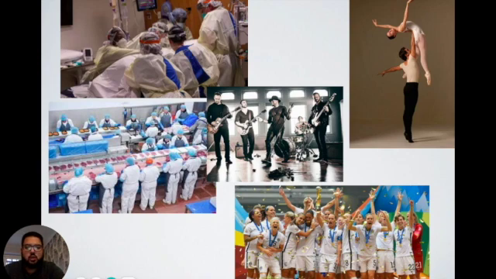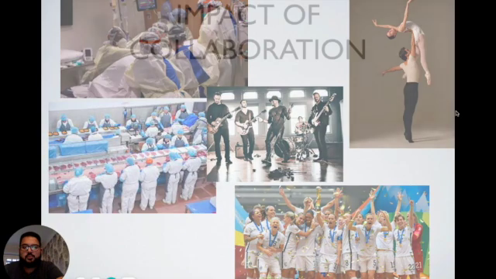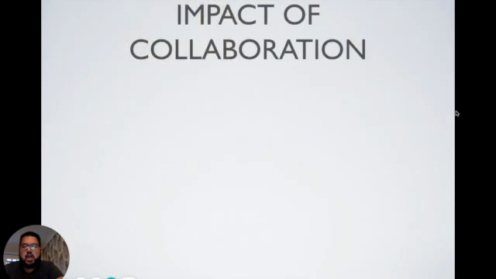In the top right, you have ballerinas, a male and a female ballerina, and they're working together in order to support each other to put on a performance. And finally, in the bottom right, you've got a sports team. Here's an example of one sports team, a female football team, who had to work together in order to compete and win. So, how does collaboration help?